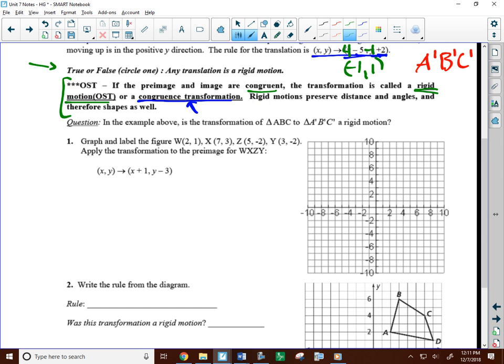Rigid means its properties are not changing. It's rigid, it's firm, it's not changing. It's changing where it's going, but the properties remain the same. So rigid motion just means your new shape is congruent to the original.